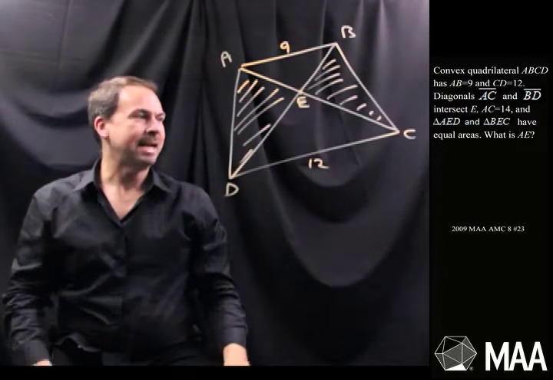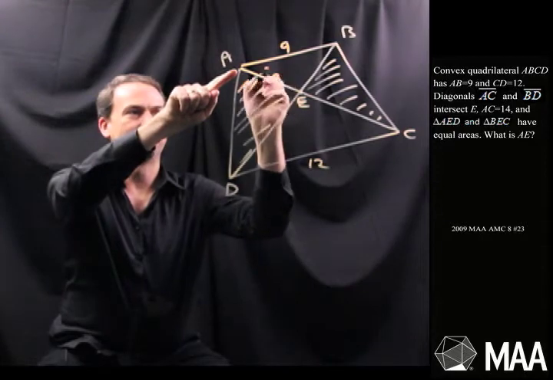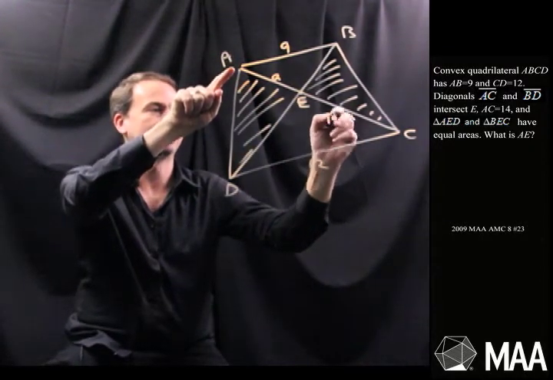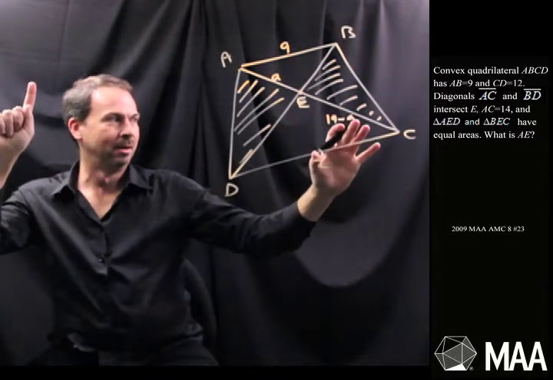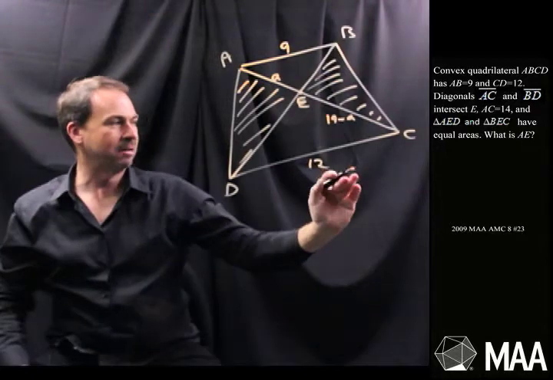What is AE? Where's AE? What is this length? Let's call that A inches or something. I remember that AC was 14, so the rest of it is going to be 14 minus A. Don't know if that's helpful or not, but there it is. That's the setup of the question, and our job is to find the value of A.